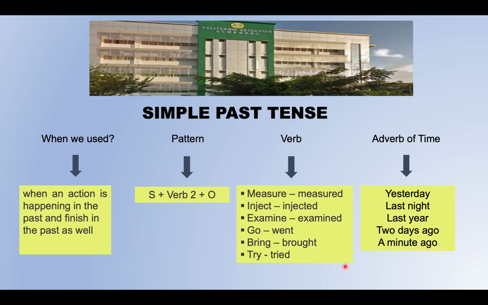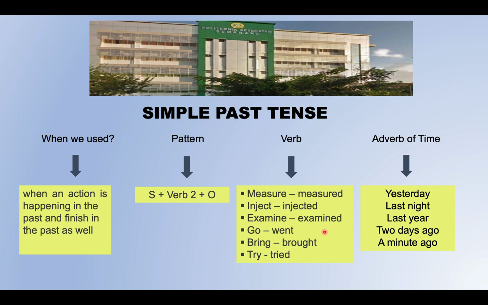So look at this example. This is when the verb 1 becomes verb 2 by adding ed. So I will read for you. Measure, measured. This is verb 2. And then inject, injected. Injected is verb 2. Examine, examined. So examined is verb 2.